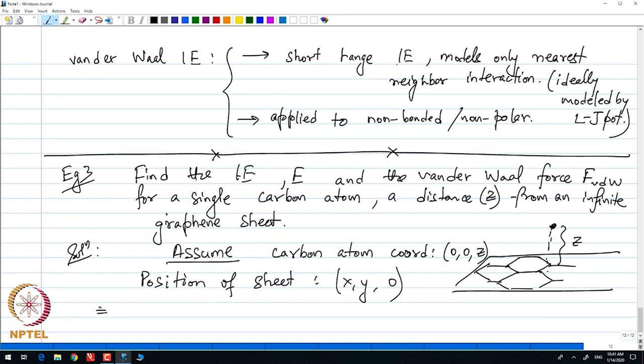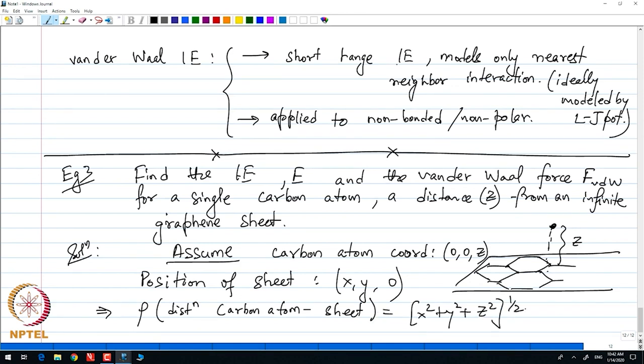Which means rho, which is the distance between the carbon atom and the graphene sheet, is given by the square root of x square plus y square plus z square. So that is my rho. Then let me model the van der Waal interaction of this atom with the sheet using our Lennard Jones potential or the 6-12 potential.